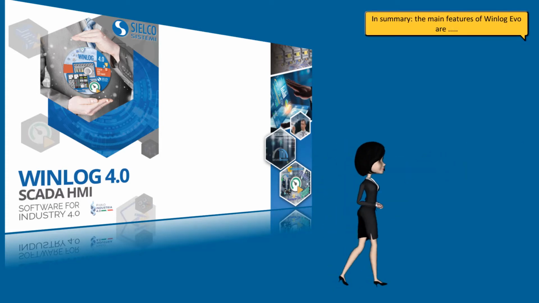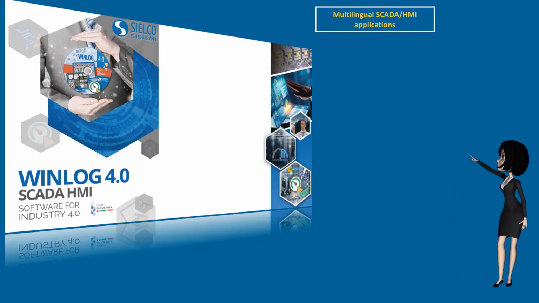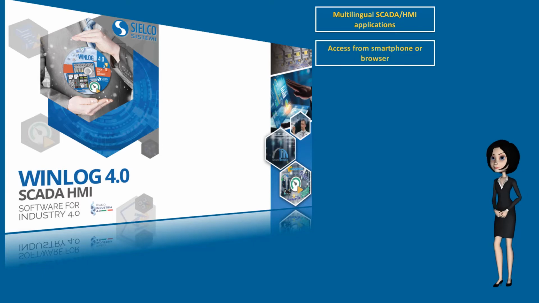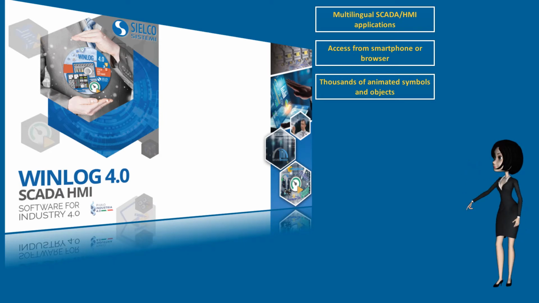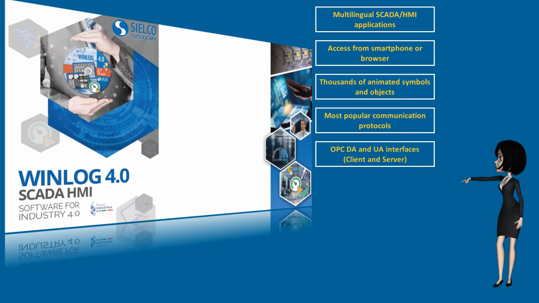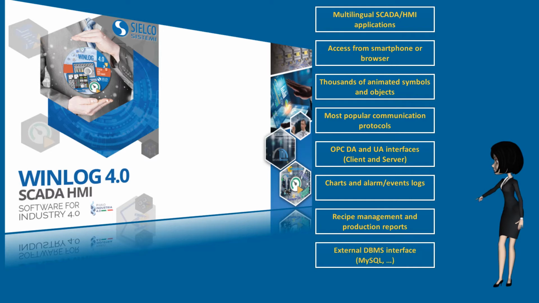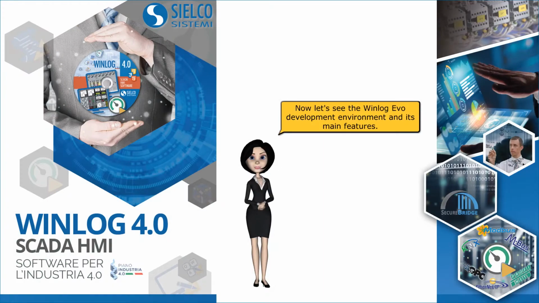In summary, the main features of Winlog Evo are: multilingual SCADA HMI applications, access from smartphone or browser, thousands of animated symbols and objects, the most popular communication protocols, OPC UA client and server interfaces, charts and alarm events logs, recipe management and production reports, interface with external databases, Secure Bridge for remote assistance to the PLC. Now let's see the Winlog Evo development environment and its main features.